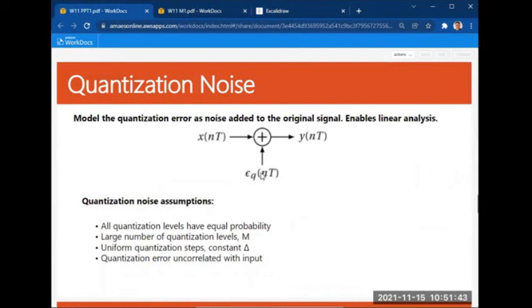So we have some assumptions for quantization noise. All quantization levels have equal probability. Then a large number of quantization levels, or M, uniform quantization steps, or constant delta, and quantization error uncorrelated with the input.